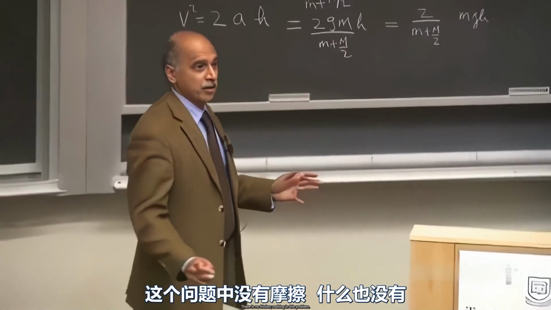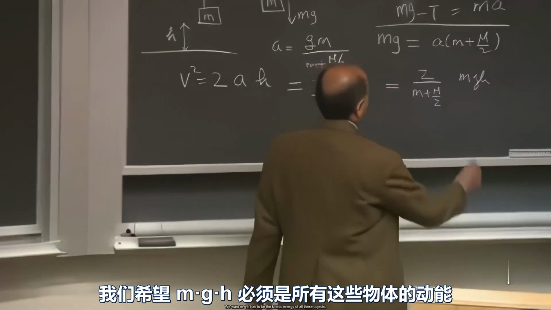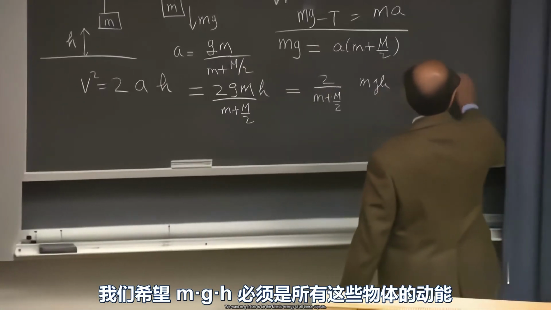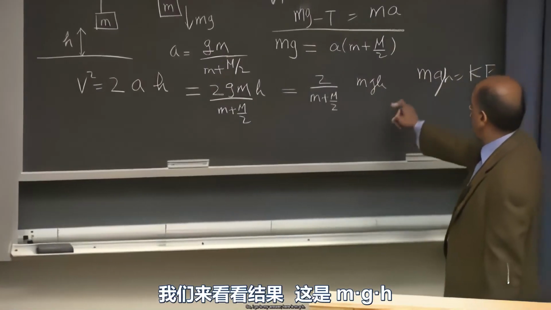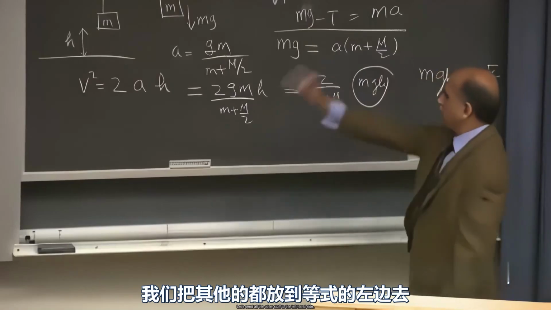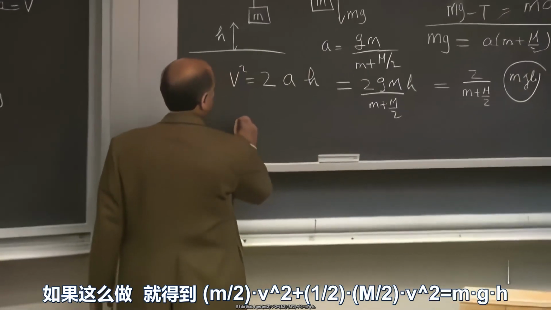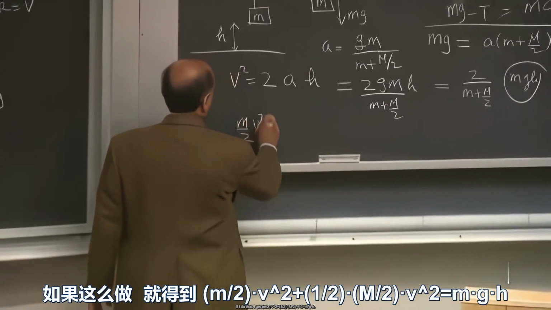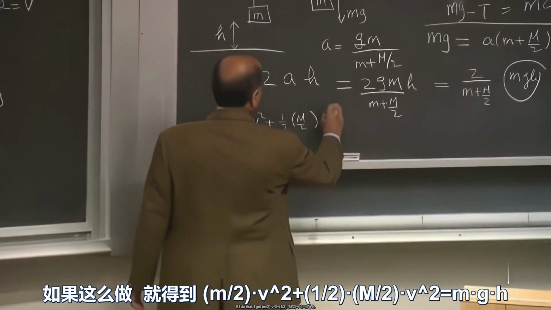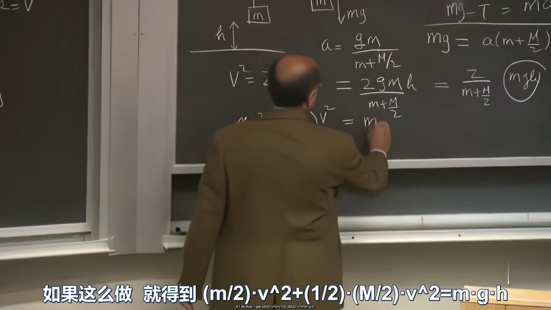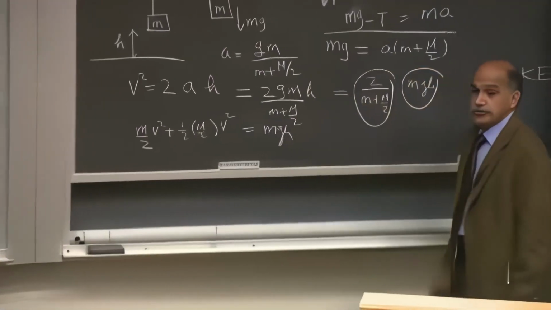There is no friction, nothing in this problem. So if you want to say energy is conserved, we know what we want. We want mgh to be the kinetic energy of all these objects, right? So go to my answer. Here is mgh. Let's send all the other stuff to the left-hand side. If I do that, I get m over 2 v squared plus 1/2 m over 2 v squared equals mgh. All I've done, guys, is to transfer this fellow to the other side.